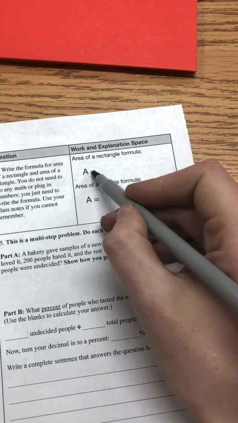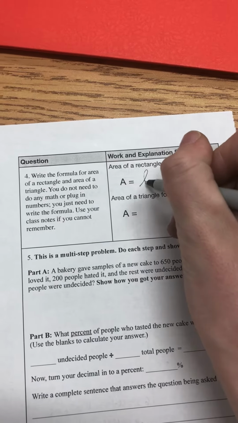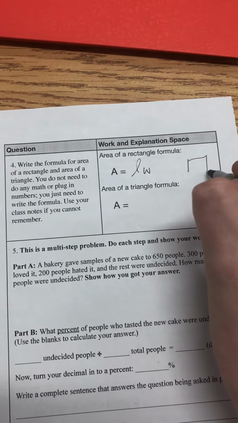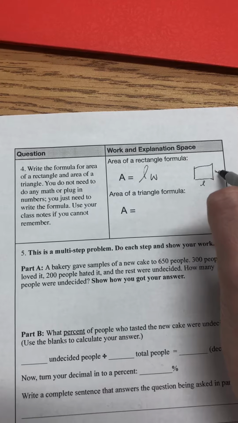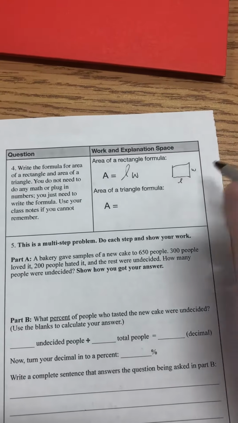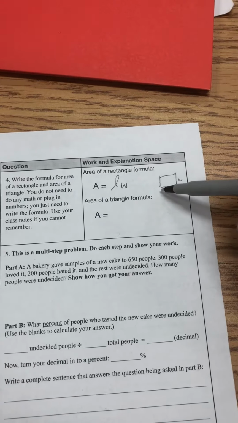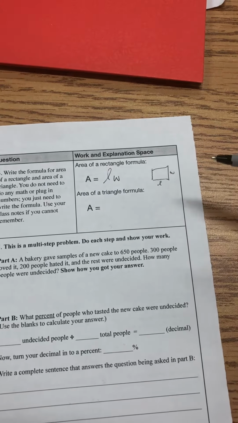All right, area of a rectangle like we used in class today is going to be length times width. If you have a little rectangle, the length is going to be the long side, the width is going to be the short side. So any rectangle that you have, including squares, which are just a special type of rectangle, you're just going to take one side and then multiply it by the other side.